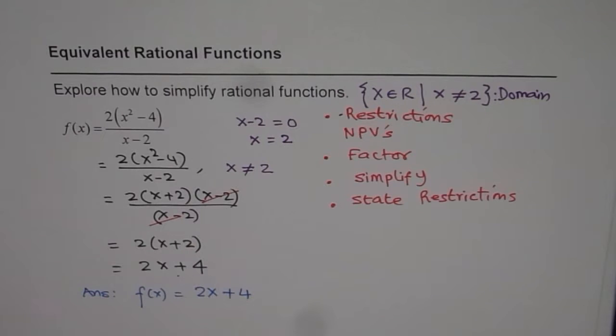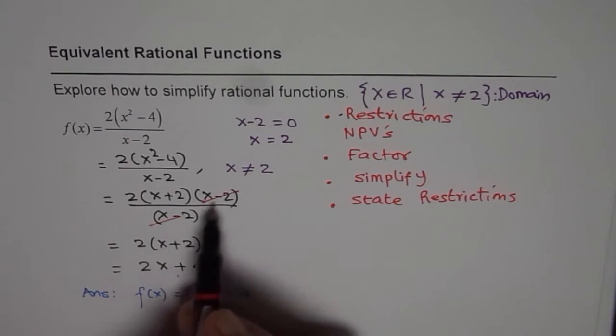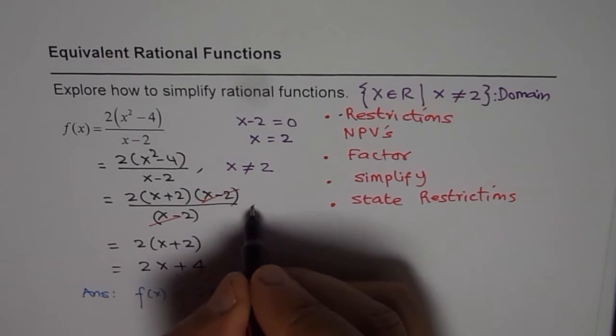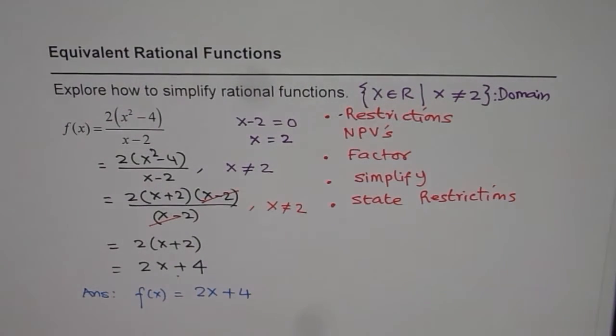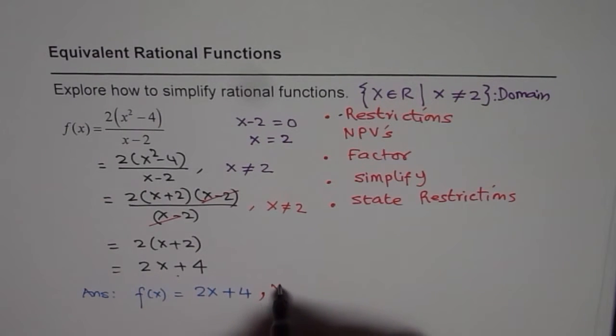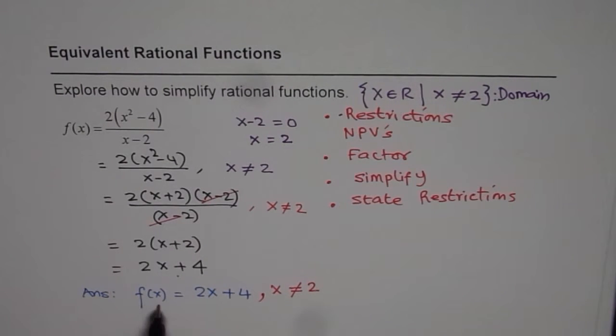Now some of you must have noticed that I did make a mistake. Where is the mistake and what is the mistake? The mistake clearly is that when I cancelled, I did not write x is not equal to 2. At times it is not necessary to write it always, but you do have to mention it in your solution, which is the final simplified form, and you have to say f of x is simplified to 2x plus 4 where x is not equal to 2. Only then it is the correct answer, otherwise it is not the correct answer. I hope you understand and appreciate this part.